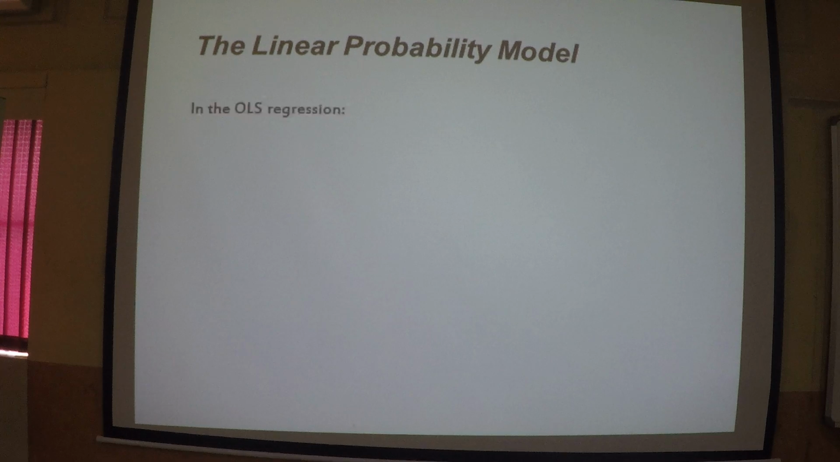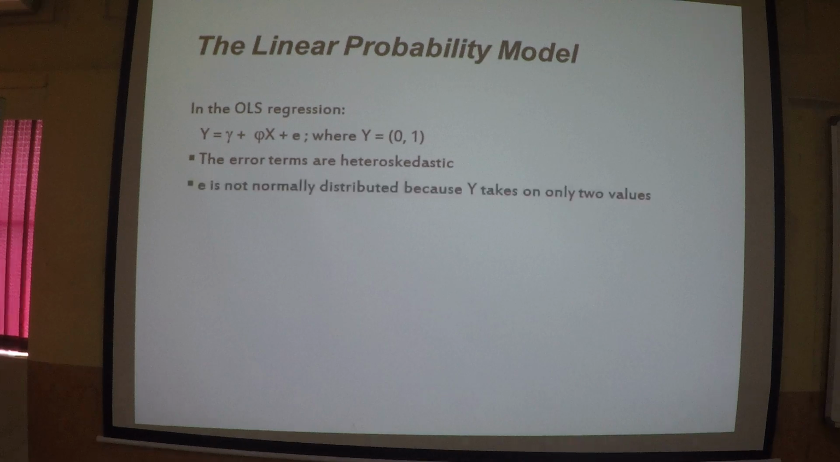Now, you see, one way to deal with this, not a very good way of dealing with this, is ordinary least square regression, where y takes values 1, 0. Okay, we have y equals gamma plus phi x plus e. Okay, that's the standard one. Now here, the error terms can be shown to be heteroscedastic. And why they are heteroscedastic is for you to prove as an exercise, right? But that's not such an important issue. E is not normally distributed because y takes only two values, 1 and 0. So E cannot be normally distributed, conceivably.